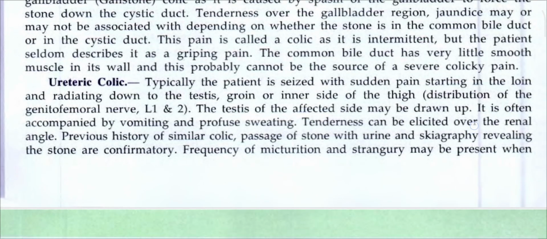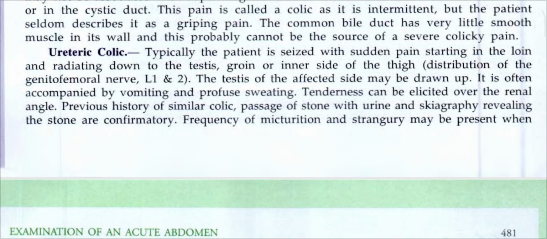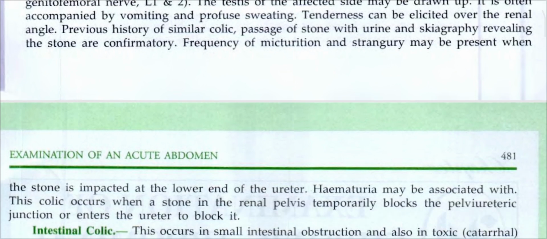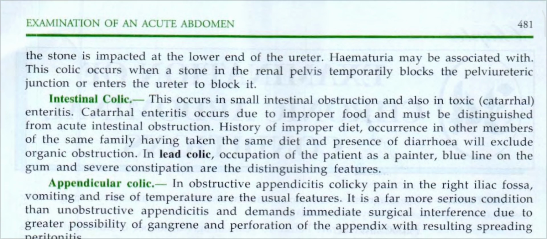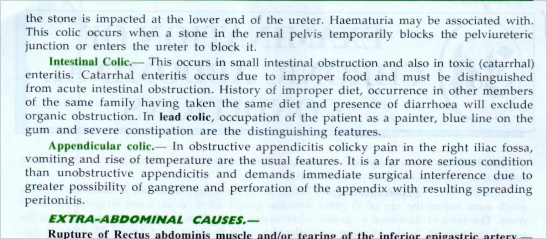Ureteric colic. Typically, the patient is seized with sudden pain starting in the loin and radiating down to the testis, groin, or inner side of the thigh, in the distribution of the genitofemoral nerve, L1, L2. The testis of the affected side may be drawn up. It is often accompanied by vomiting and profuse sweating. Tenderness may be elicited over the renal angle. Previous history of similar colic, and the presence of stones on urine examination and X-ray revealing the stones, are confirmatory. Frequency of micturition and strangury may be present when the stone is impacted at the lower end of the ureter. Hematuria may be associated. This colic occurs when a stone in the renal pelvis temporarily blocks the pelviureteric junction or enters the ureter to block it.